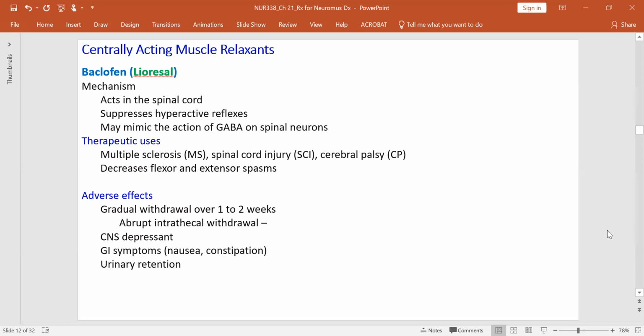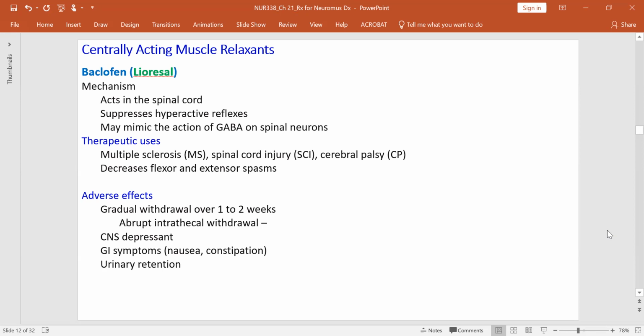Baclofen, which is Lioresal, acts in the CNS, spinal cord. It suppresses hyperactive reflexes, so it will lead to more relaxed muscles. And also, it mimics the action of the GABA receptor in the spinal neurons. And that's the exact mechanism how the Lioresal will lead to muscle relaxation.